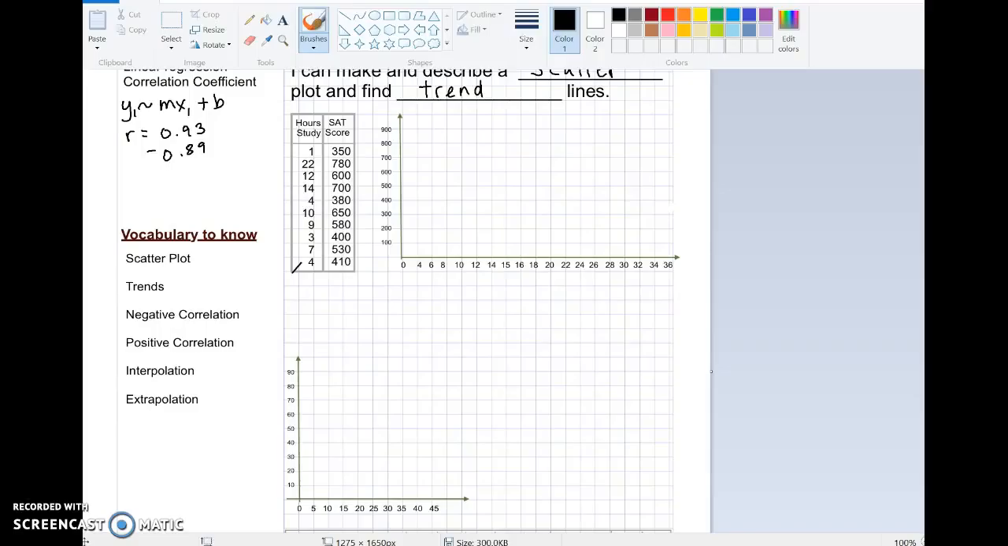This is some data from your book that says when a student studied a certain number of hours, this was the score that they received. So some research was done. We're going to plot all of these points, but first we have to label our graph. The bottom is going to be our hours, because that's our independent variable, and the score is what happens as a result of the studying. So scores are our dependent variable, or our y-axis.